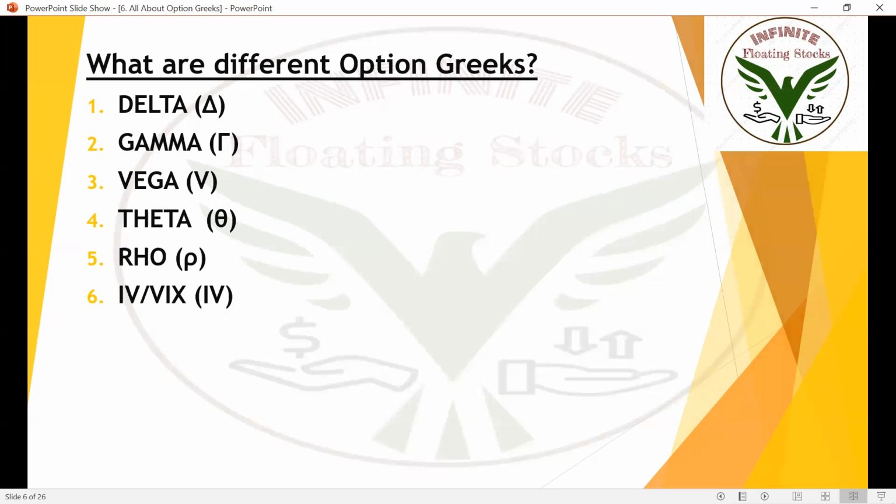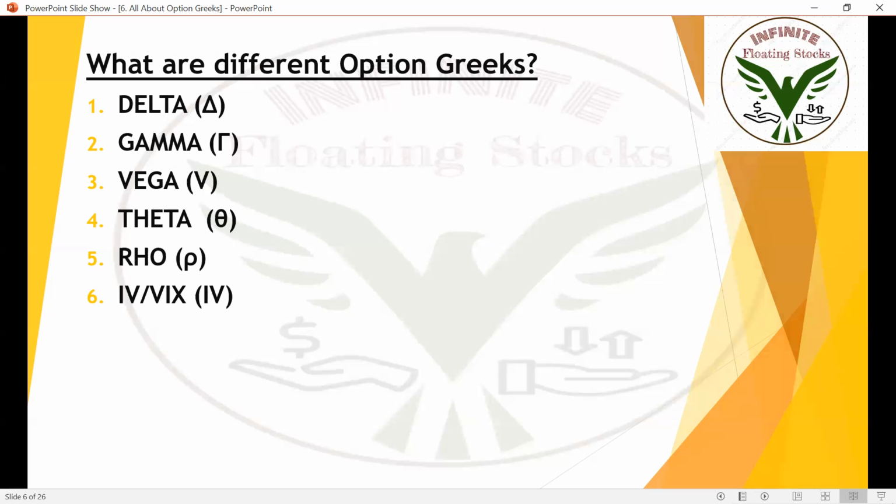When I say delta, you need to imagine that symbol. When I talk about theta, I'm talking about that symbol. You need to remember the symbols, though it's not mandatory. It's not really necessary to remember the symbols. You just need to know the names: delta, gamma, vega, theta, rho, and IV. Before choosing strikes for trading, we need to look at delta, gamma, vega, theta, and rho also.